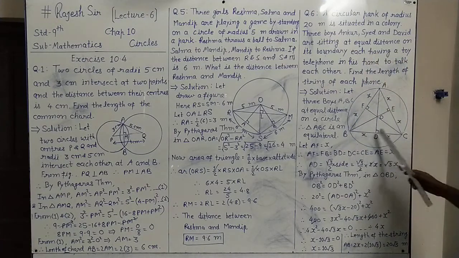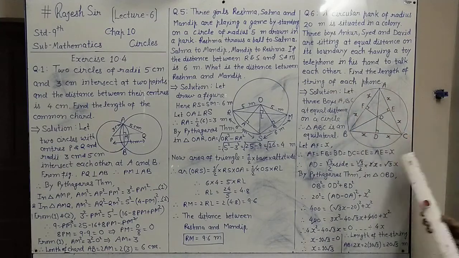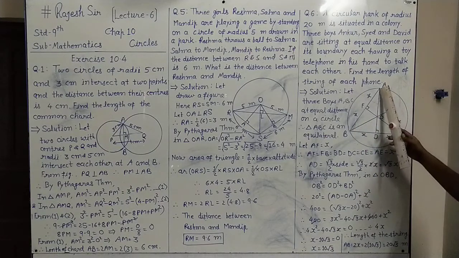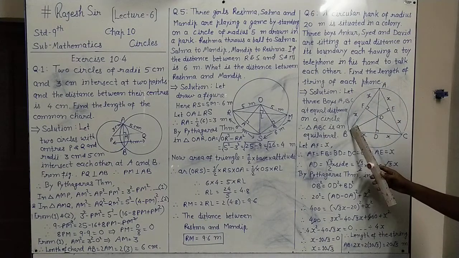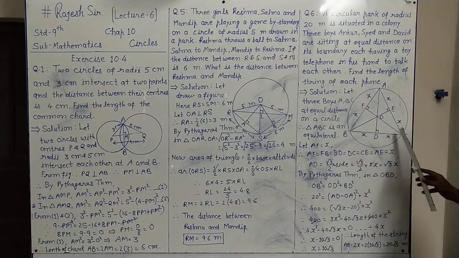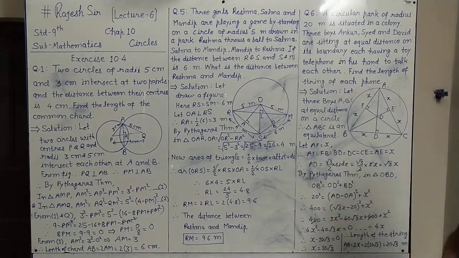They each have the toy telephone to talk to each other. Find the length of string of each phone. So AB shows the string between the two boys' phone. AB is the length of string, BC is also length of string, AC is also length of string, and each length is equal here because they are sitting at equal distance.